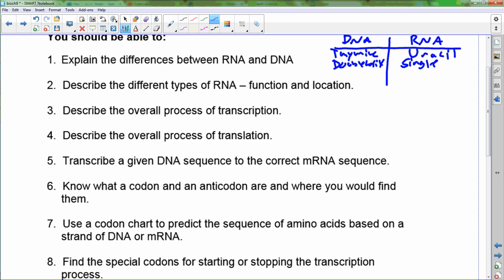Okay, what else? Okay, DNA stays in the nucleus. So the nucleus only. The RNA goes from the nucleus to the ribosome. This is messenger RNA.